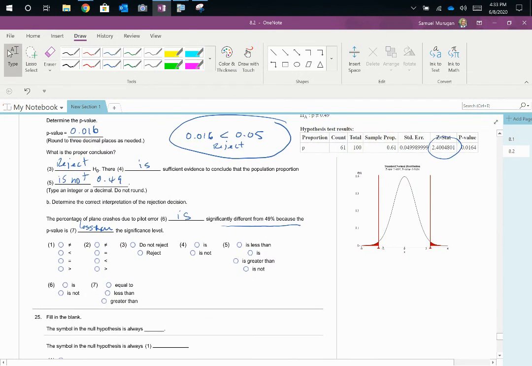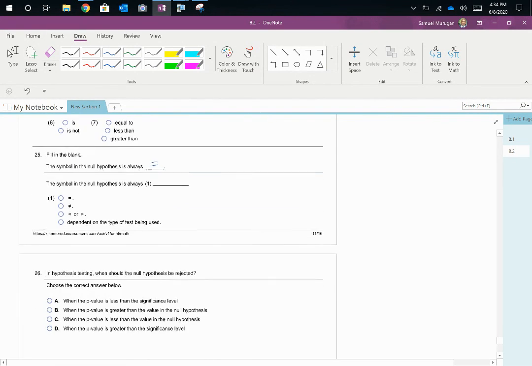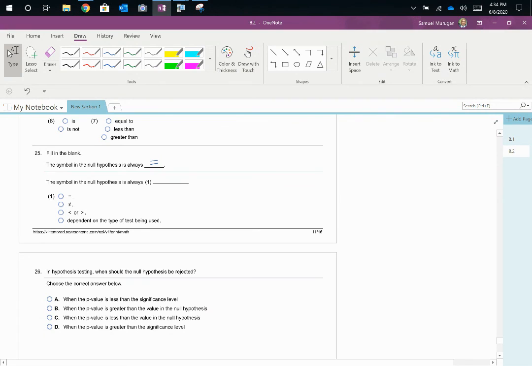All right, 25 and 26 came from the notes. The symbol in the null hypothesis is always what? Equal? Yeah, equal sign. And finally, in hypothesis testing, when should the null hypothesis be rejected? Okay, so we always reject when it's less than the significance level. Right, things you should know already.